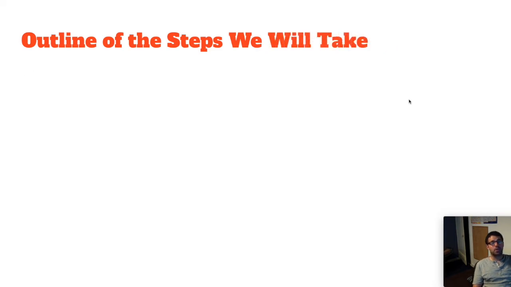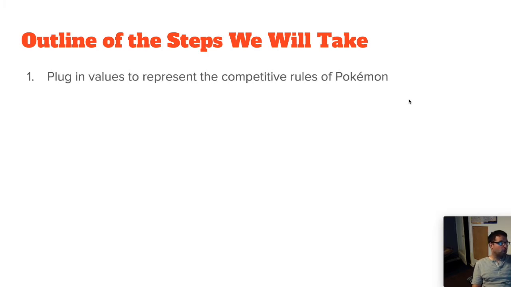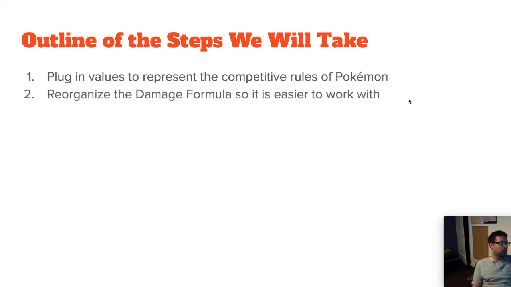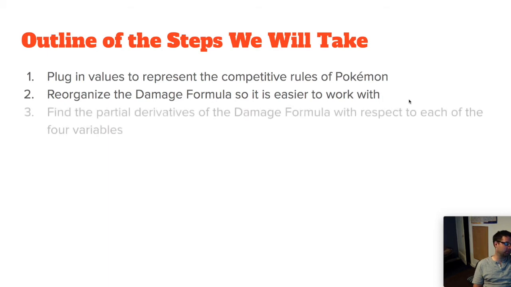Here's the steps that we're going to take in this video. First, we're going to plug in the values that represent the competitive rules of Pokemon. Really, that's just one number. Then we're going to use that one number to reorganize the damage formula, use our order of operations, and make that damage formula as easy to work with as possible, so that when we're doing the derivatives and the partial derivatives, it is as easy as possible.